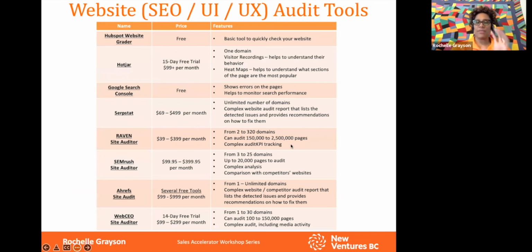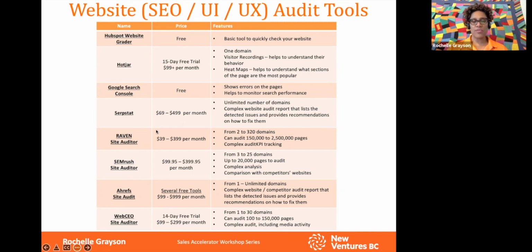Here is also a list, I pulled this from my other webinar, of some of the website SEO, UI, UX tools, along with their price and some of their features. Here you'll see, for example, Hotjar is one that does heat maps that you can use. HubSpot has their own website grader. Google search, so there are a couple that are free, but a lot of them are between, I'd say, 50 to 400. Sometimes some are up to 1,000, but the 1,000 is usually enterprise. But 400 I find is the sweet spot where most of them end, and it really depends on what you want to do with it.